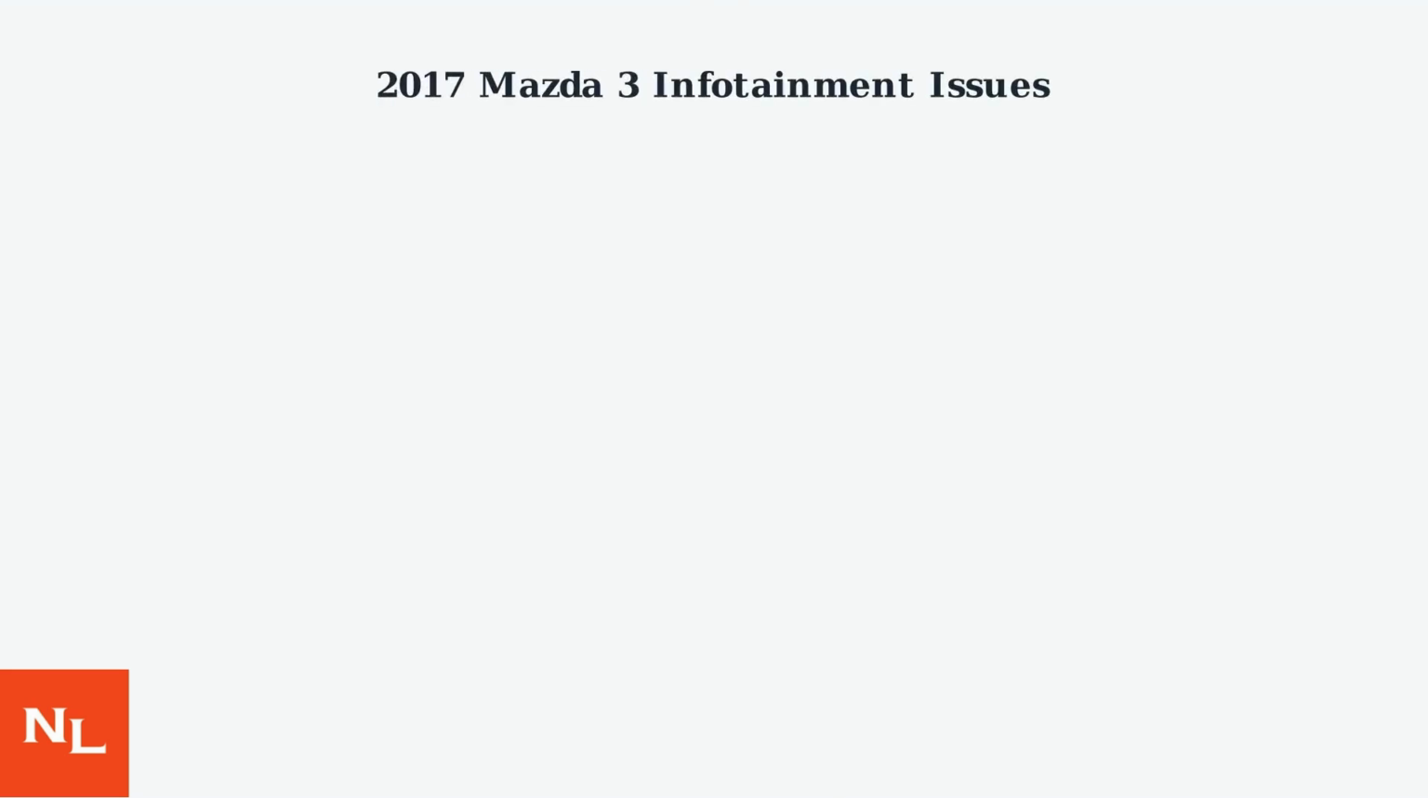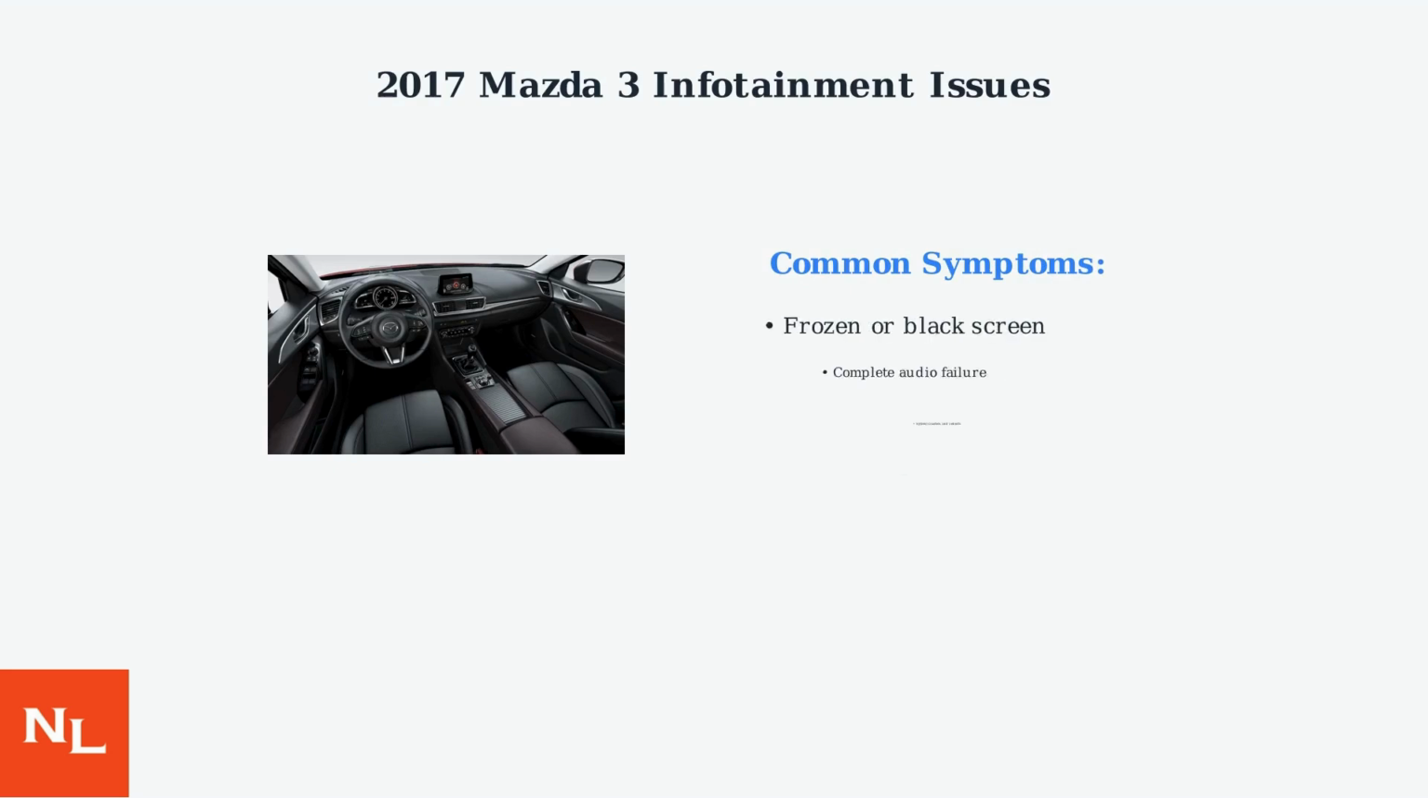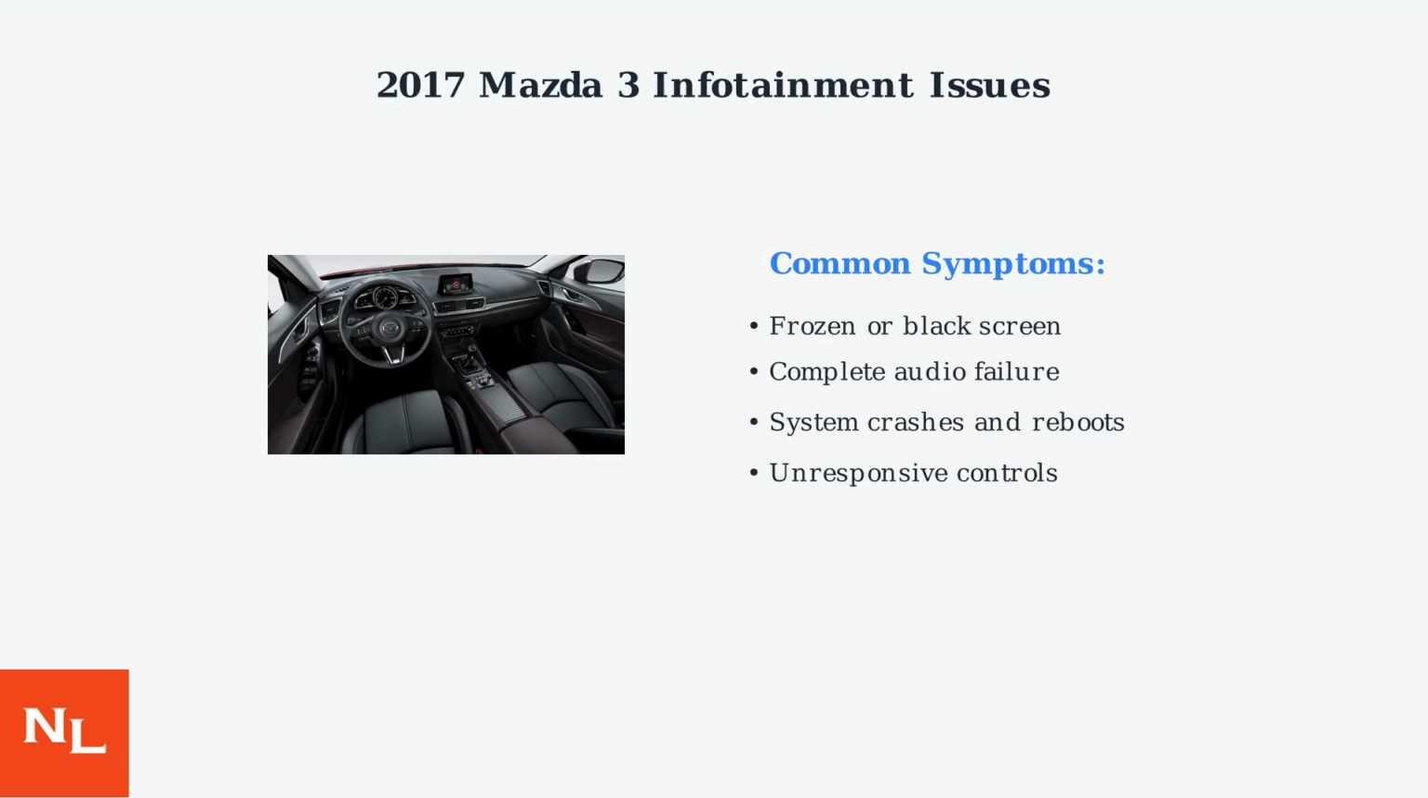The 2017 Mazda 3's MZD Connect infotainment system has several common problems that many owners experience, even years after production. These issues include frozen screens, complete audio failure, system crashes, and unresponsive controls. The system runs on Linux and is particularly prone to software glitches. Before seeking complex repairs, there are two simple troubleshooting steps you can try that often resolve these temporary software glitches.